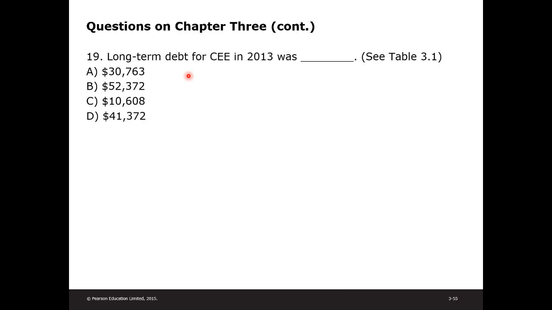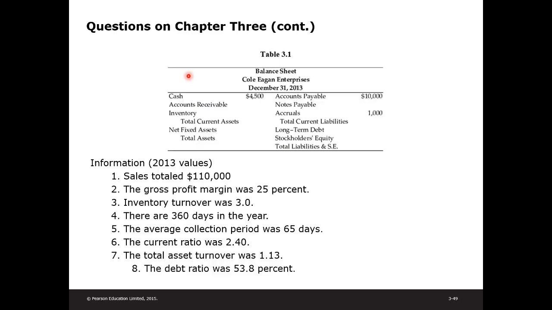Next question needs us to calculate the long-term debt for CE in 2013. So let's go back to the balance sheet again. And we can see here the long-term debt is missing. Also the total liabilities and stockholders' equity is missing, but we have the total current liabilities. So in order to calculate the long-term debt, we have to calculate the total liabilities and stockholder equity.